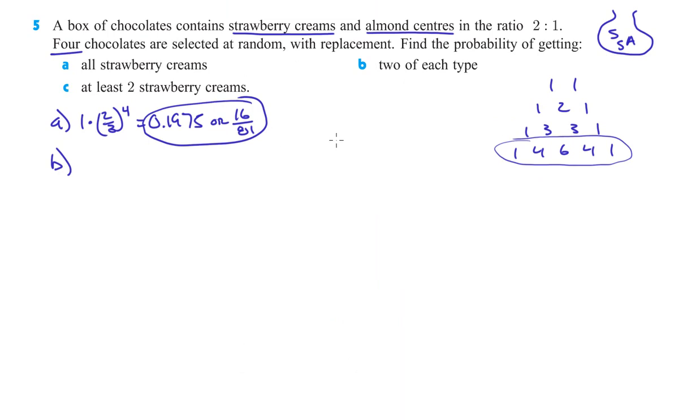For B, what's the probability of getting 2 of each type? So that's 0 strawberry creams, 1, 2. So there's going to be 6 times 2 strawberry creams. The probability of getting a strawberry cream is 2/3, and we want 2 of those. And then we also multiply by the probability of getting an almond center, and there's a 1 out of 3 chance for those, and there's 2 of those as well.